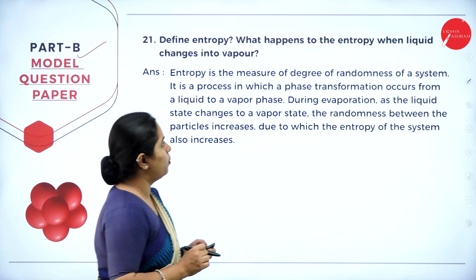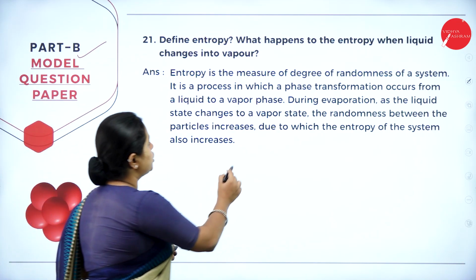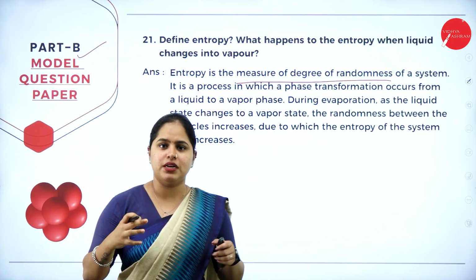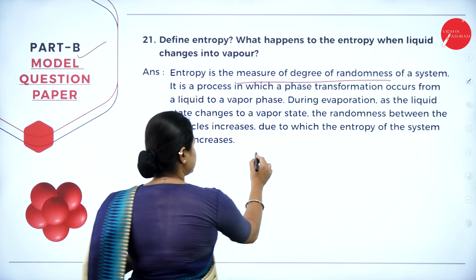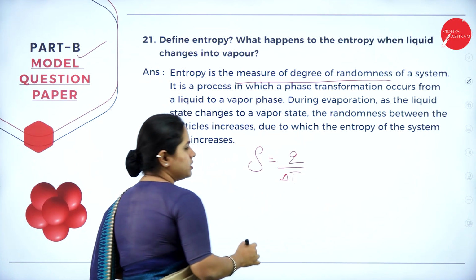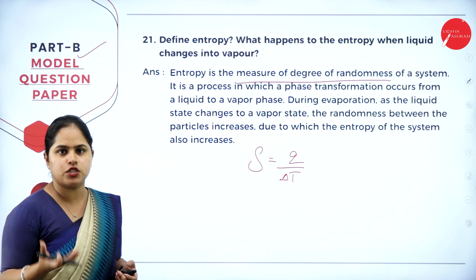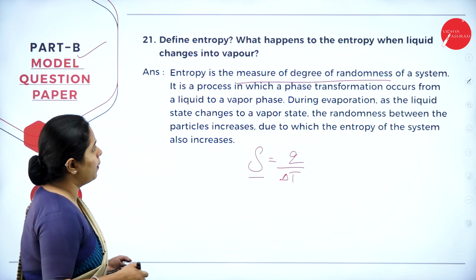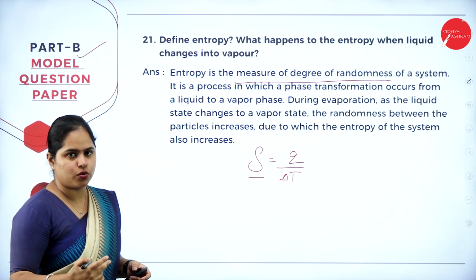What happens to the entropy when liquid changes into vapor? As you can see, entropy is the measure of the degree of randomness of a system. How much a system is random or in disorder, that is called entropy, right? It is represented by the symbol S and the equation is Q by delta T. The symbol is S. For defining entropy you will get 1 mark. This is a 2 marks question in part B.